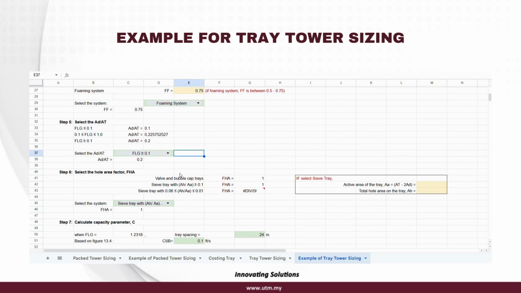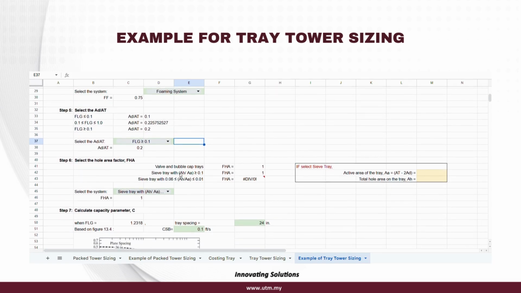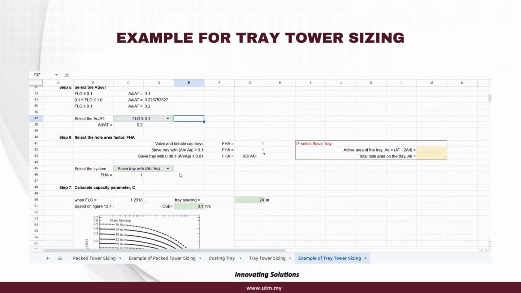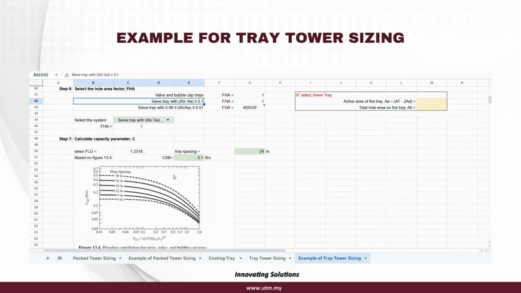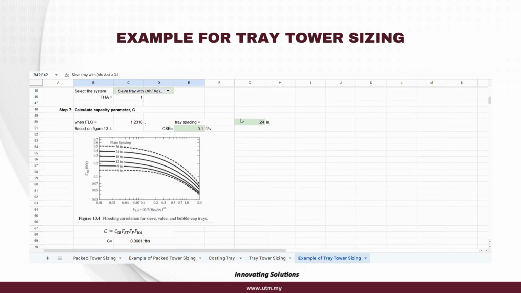Then next we have to select the hole area factor FHA. In this scenario, the sieve tray is with AH per AA greater than 0.1, and therefore the FHA is equal to 1. Then we calculate the capacity parameter C. The tray spacing is also given in the question, which is 24 inches, and based on figure 13.4 we found that the CSB is 0.1 feet per second. The C value is calculated automatically and is the same as the flooding velocity.